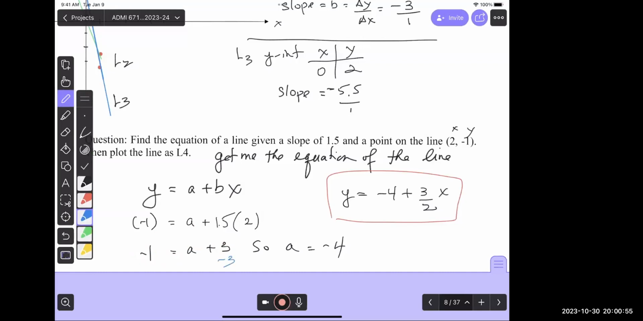Oh, yes, thank you. I see it now. Thank you. So a is 4 minus 4. So that is the equation of the line.